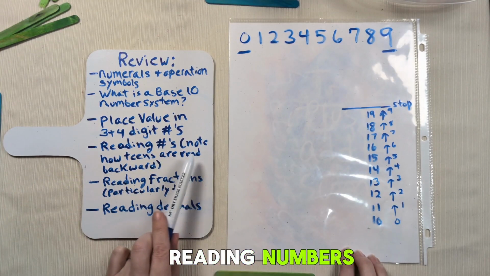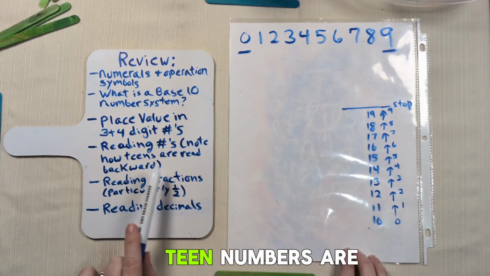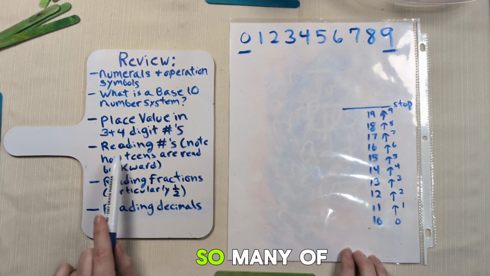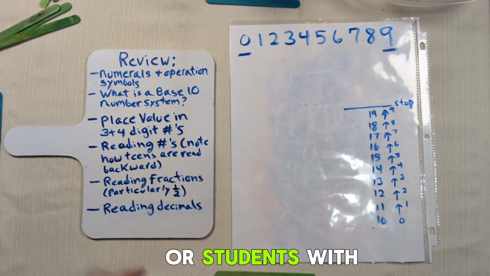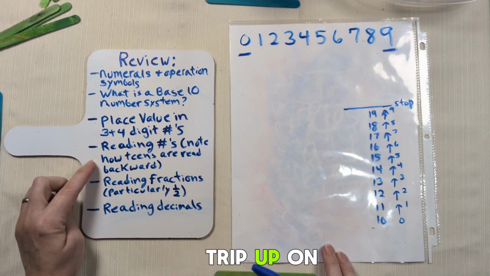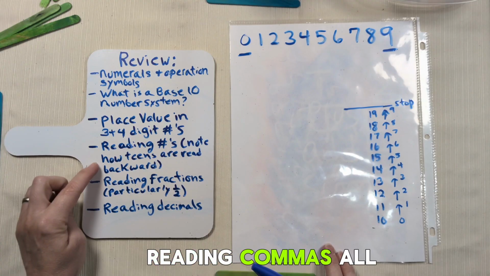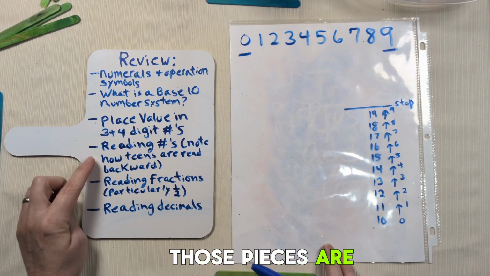Talking about reading numbers and noting how teen numbers are read backwards. So many of our EL students and students with reading disabilities trip up on reading those numbers, reading commas, all those pieces are important.